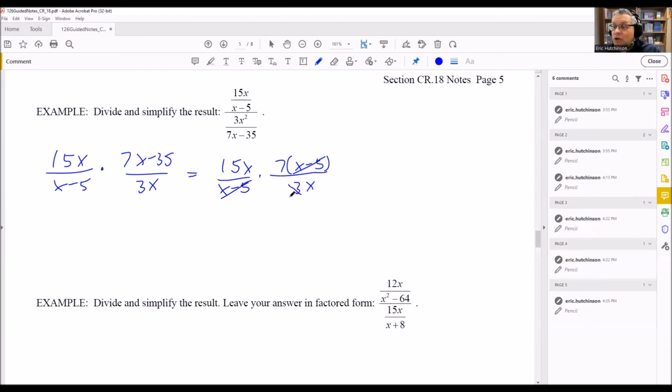3 divided by 3 is 1. 15 divided by 3 is going to give you a 5. We still have an x there, and that x can also be canceled out with the x down below. So now we've canceled everything out that we can. We end up with 5 times 7, which is 35. And then there's only a 1 in the bottom because everything else canceled out. So our answer would just be 35.